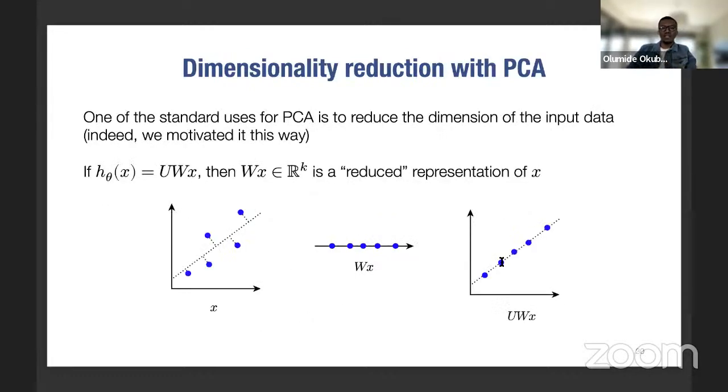Dimensionality reduction. So one of the standard uses is to reduce the dimension of the input data. So in a sense, the reduced dimension of X is X multiplied by two matrices, U and W, where WX is a reduced representation of X. So we have a transformation matrix, WX, which is a reduced representation of it. And then we have a rotational matrix that rotates WX back into the geometric position.